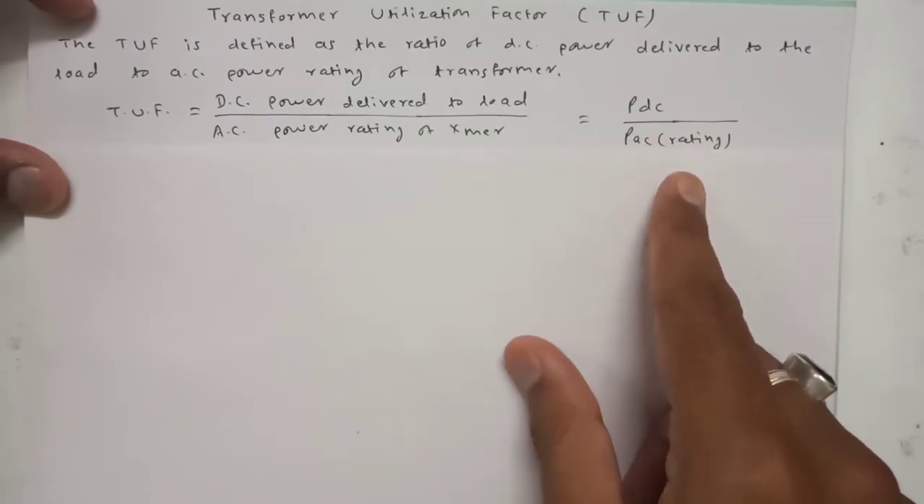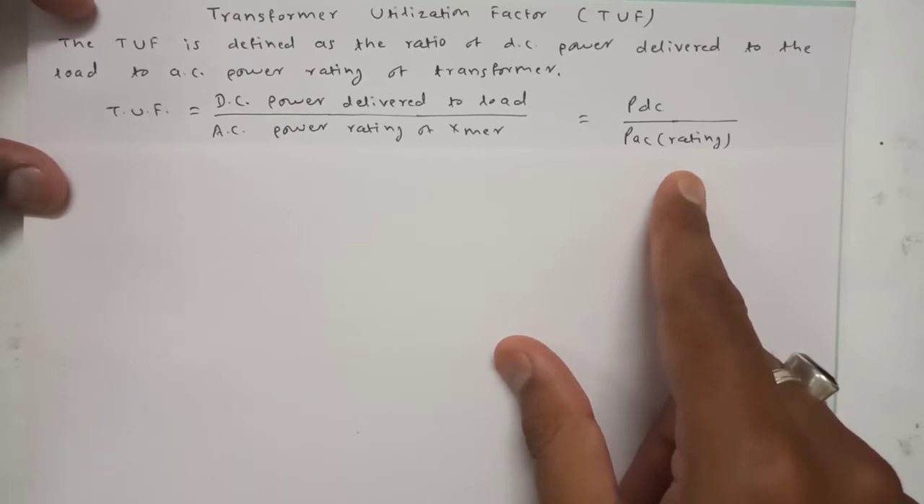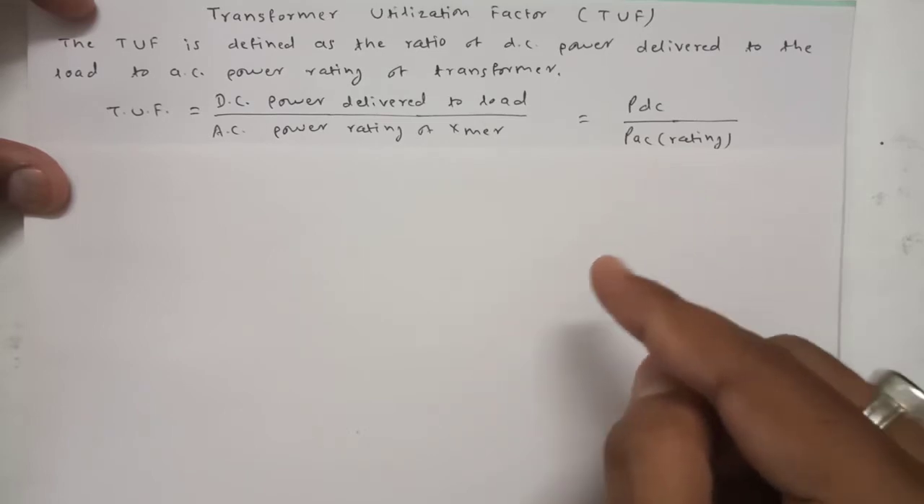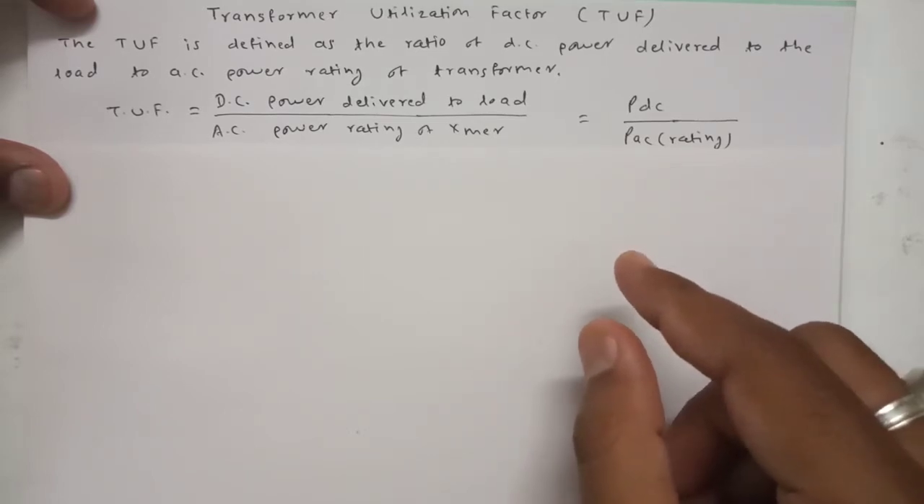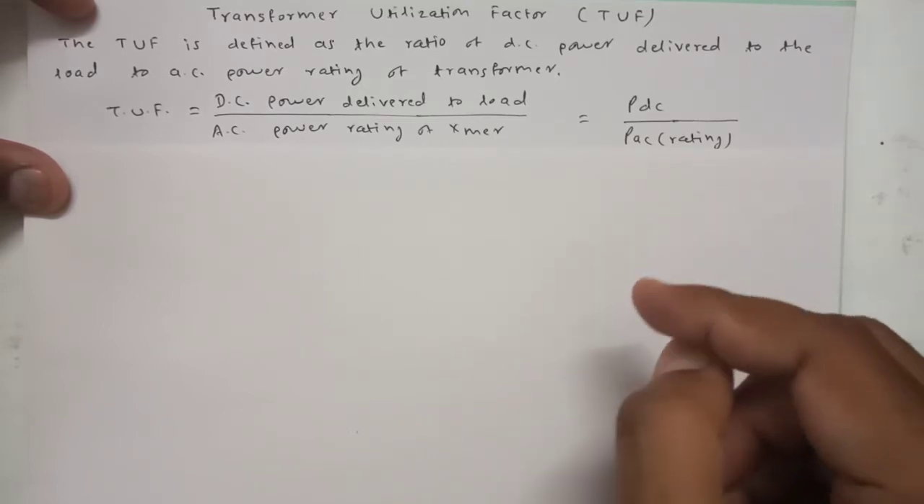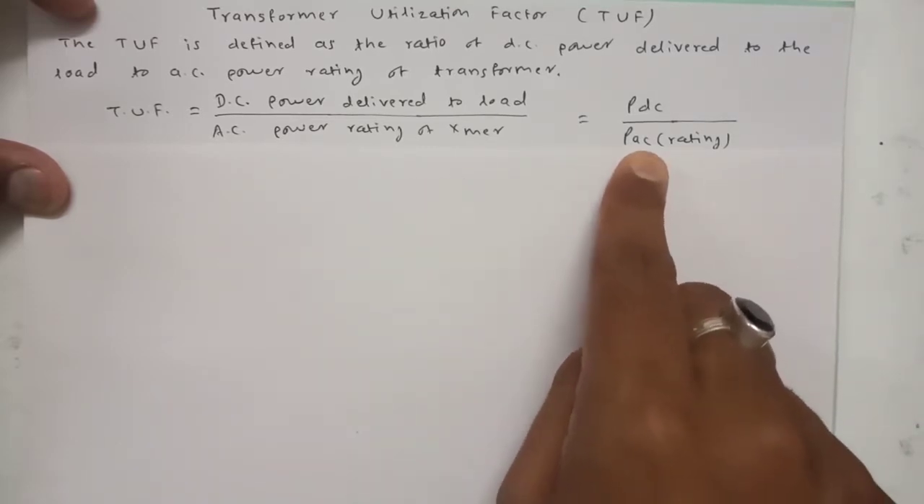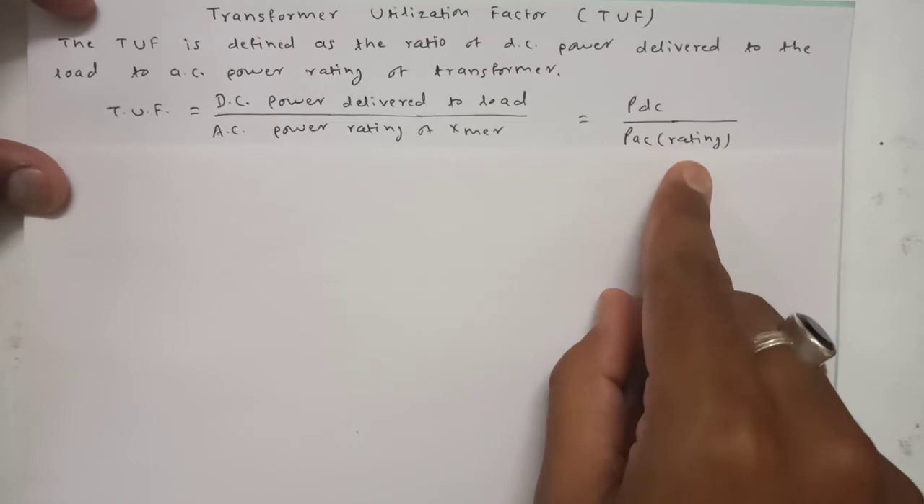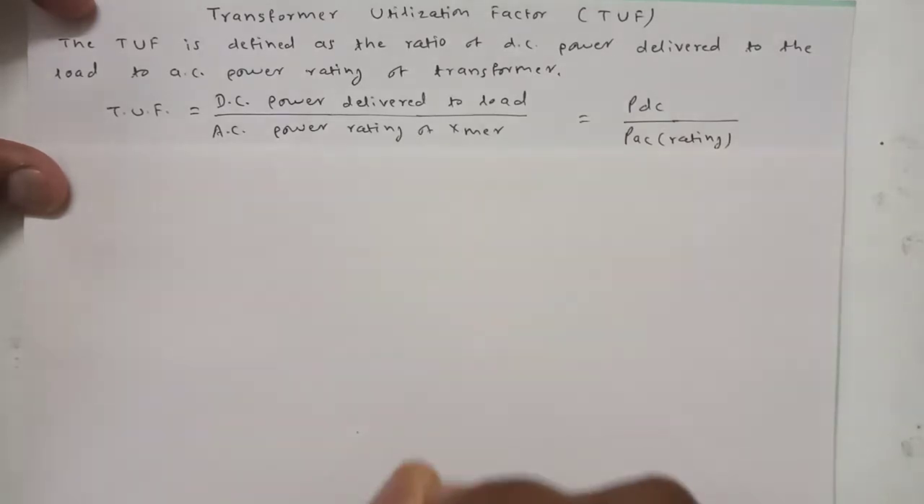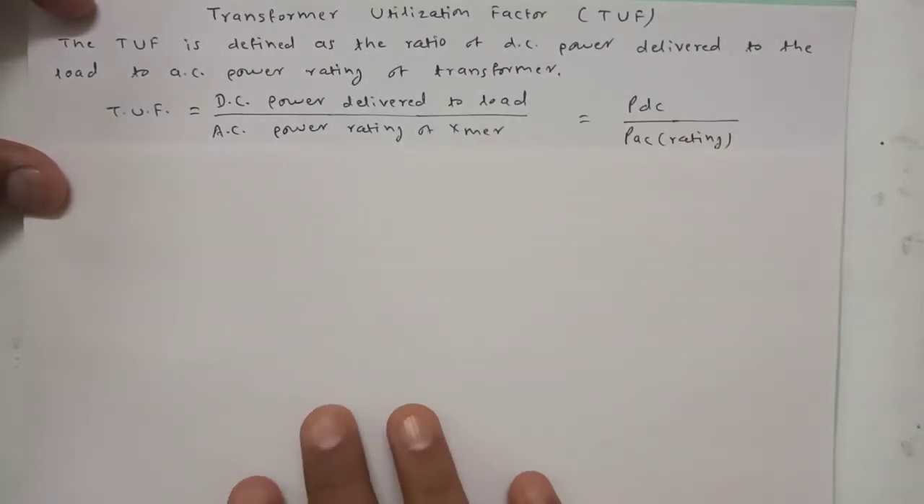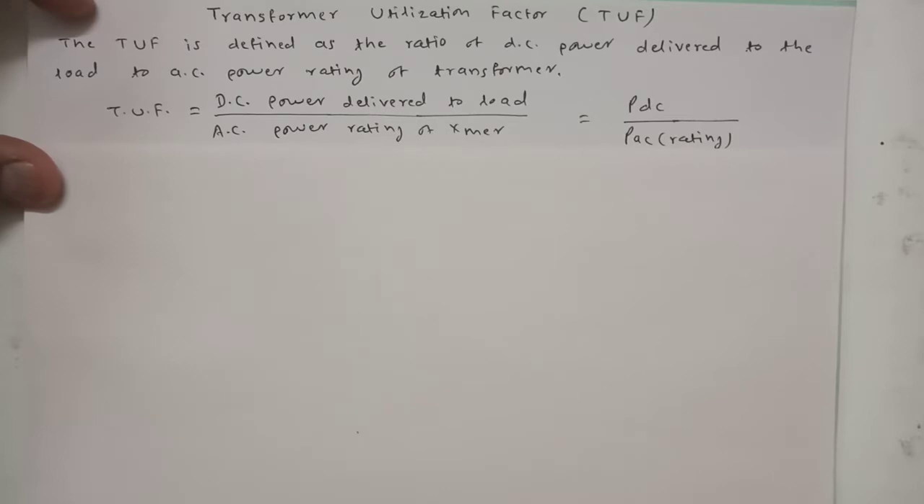If you remember, a similar kind of equation we used at the time of calculating the efficiency, where the equation for efficiency is the output DC power divided by the AC power, right? But here the only difference is that we are using the AC rating of the transformer. Accordingly, we'll see what change occurs. Now we'll see one by one. First of all, let us go for the half wave rectifier.